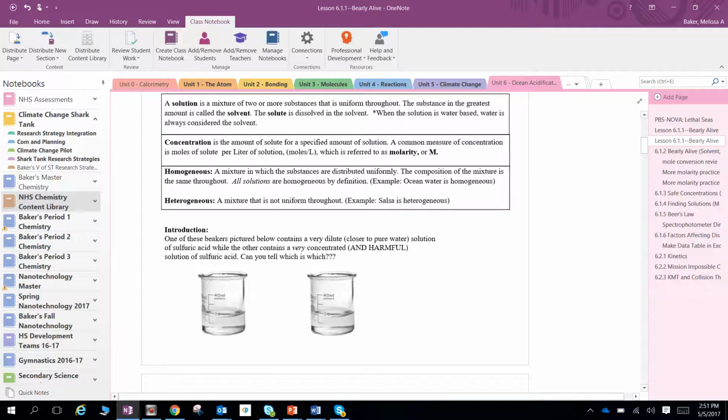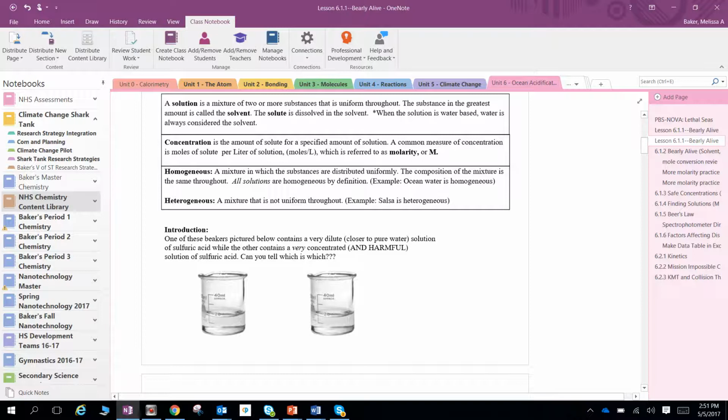Concentration is the amount of solute for a specified amount of solution. So we call this the molarity. It's the moles of solute per liter of solution. Moles per liter most often is written just as a capital M. So basically, the higher the concentration, that means there's more solute and you're going to have a larger molarity value.